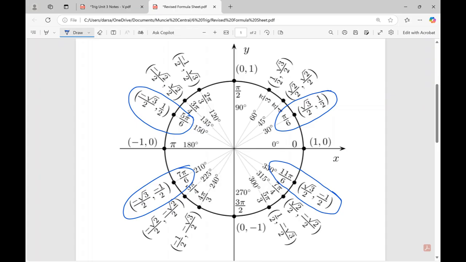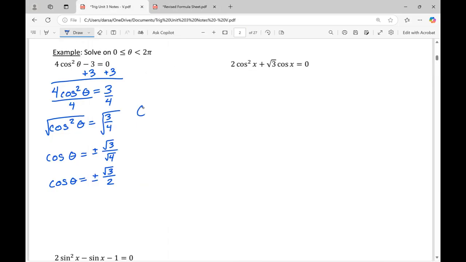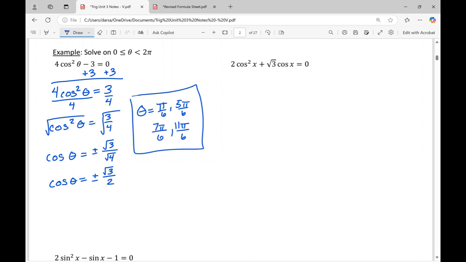So what is our final answer to this question? Well, theta is going to have 4 answers. Pi over 6, 5 pi over 6, 7 pi over 6, and 11 pi over 6. 4 answers to a cosine squared question.